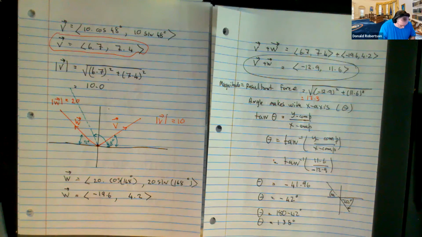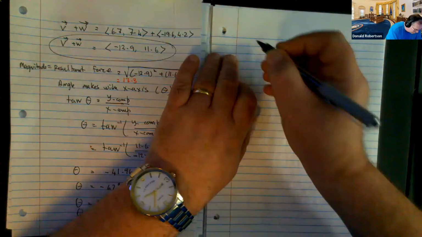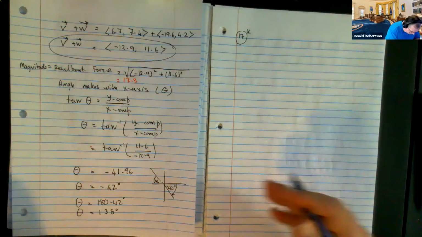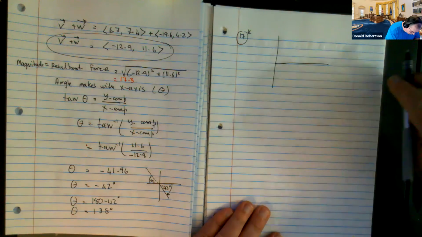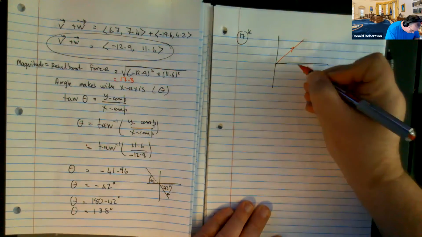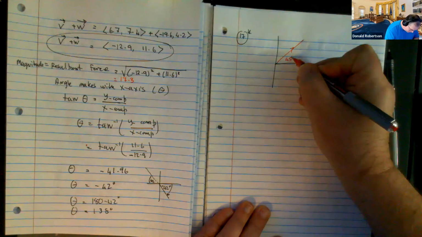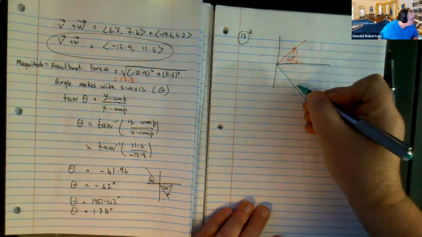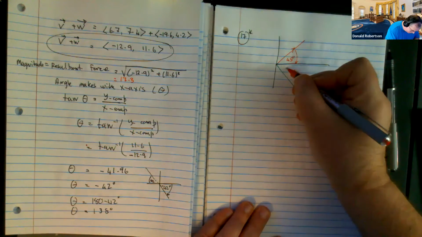Let's try another one. And this time, this is question 17. And you've got a vector, or a force, I probably should call it, going this way. And the angle is 45 degrees. And you've got another one pulling down the way. And its angle is 30 degrees.